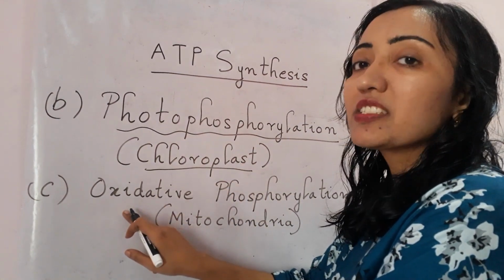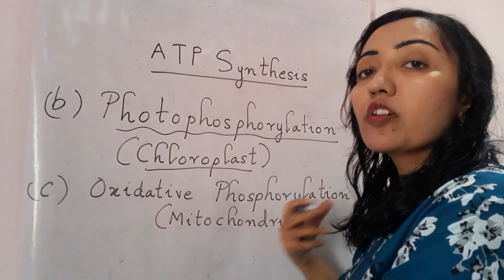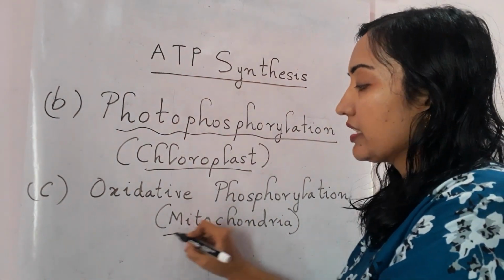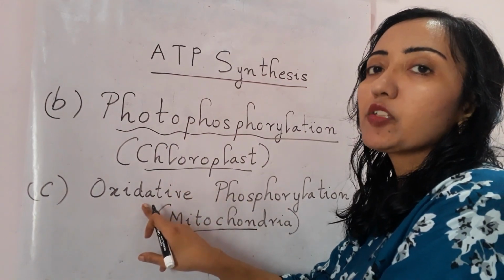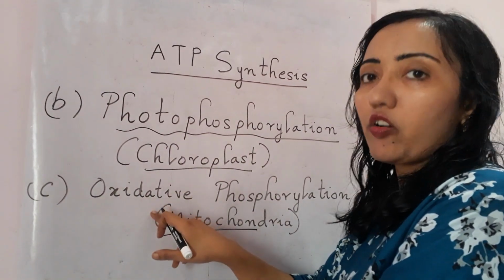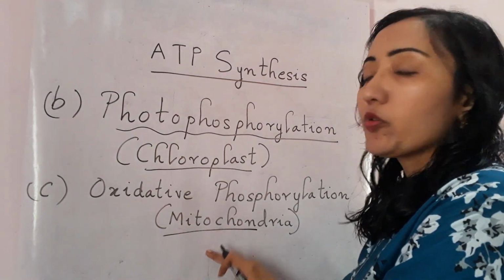The third one is oxidative phosphorylation. Oxidative phosphorylation occurs in the mitochondria. It is the synthesis of ATP involving oxygen.